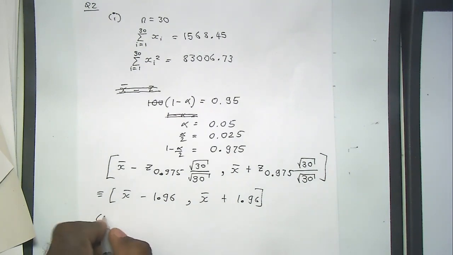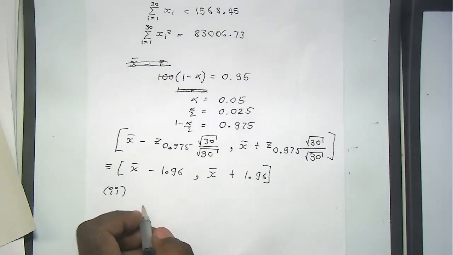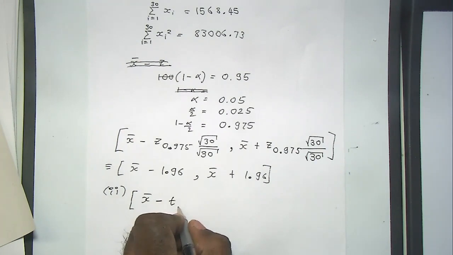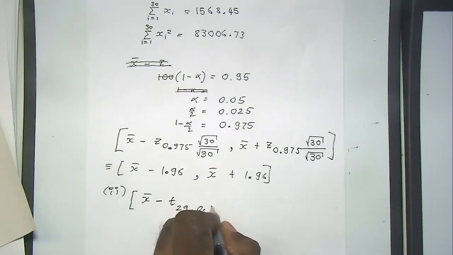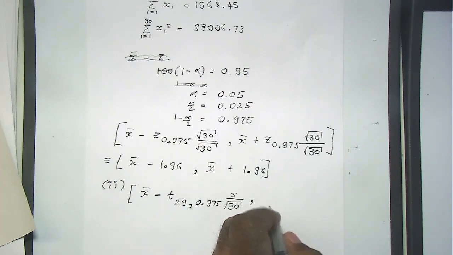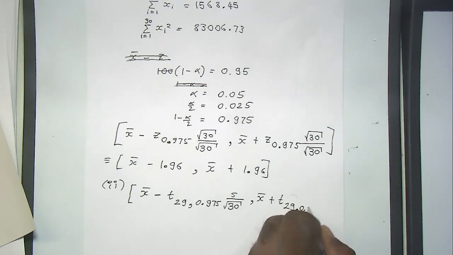Part two of the same question 2 is to find the confidence interval for mu when sigma squared is unknown. So the first is x bar minus t, n minus 1 is 29, comma 0.975, S. Alright, S, I will come back to that in a minute. Then x bar plus t, 29, 0.975, S, where S is the sample standard deviation, divided by the square root of n.